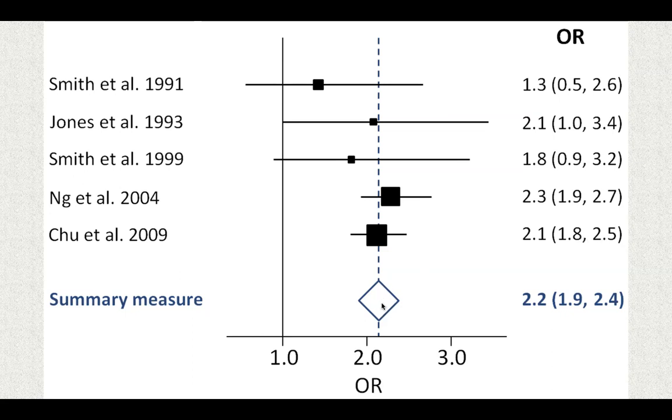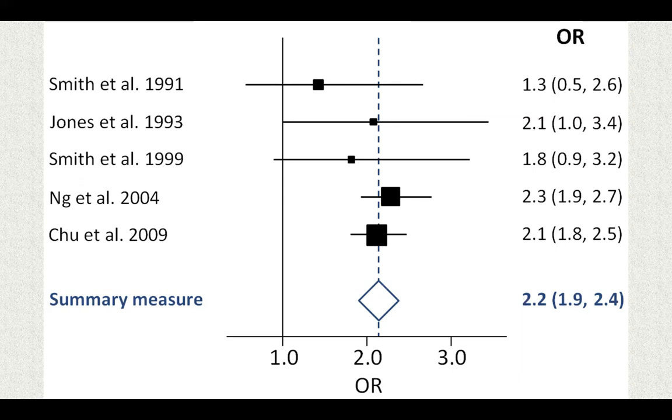And the diamond lozenge, why is it not on the line of no effect? It is on one side. That means all the three values for this collective outcome, for this diamond lozenge, are greater than 1, and it is also proven by these values: 2.2, 1.9, and 2.4. They all are greater than 1. So that is how you would interpret the forest plot.